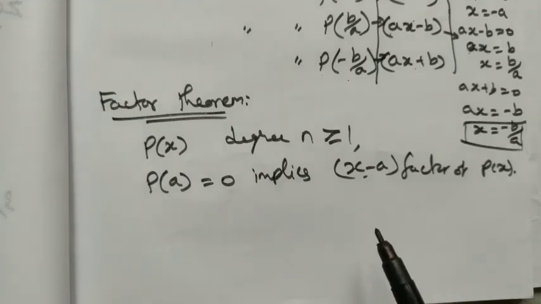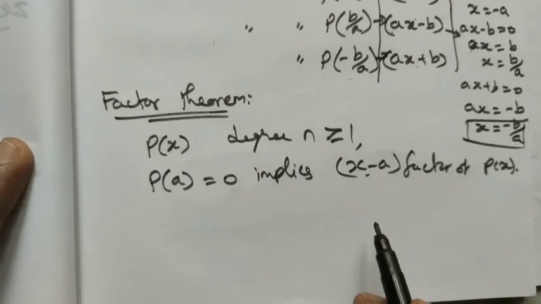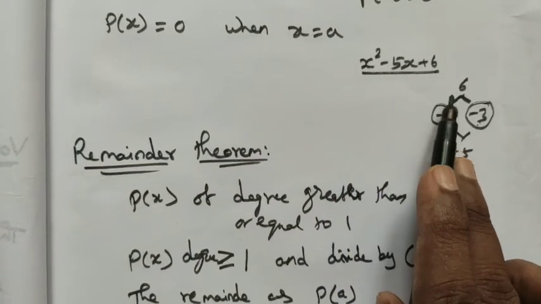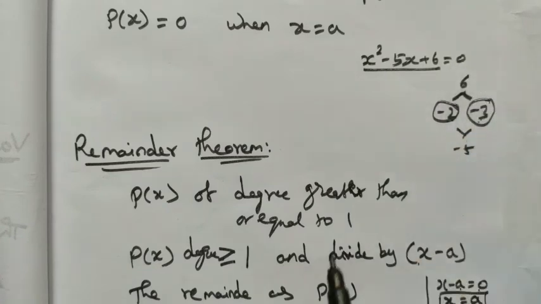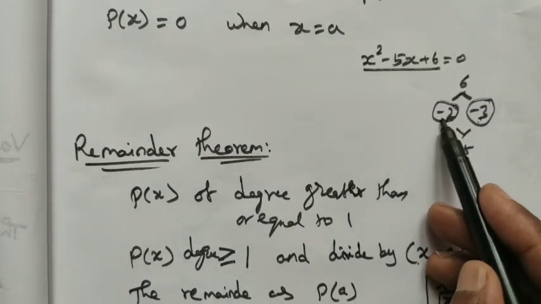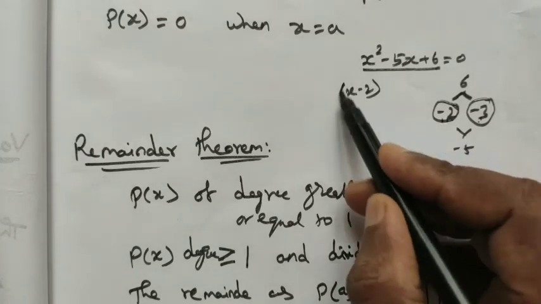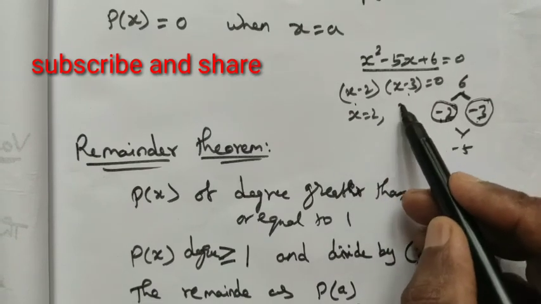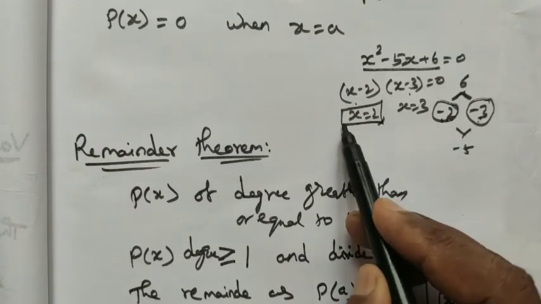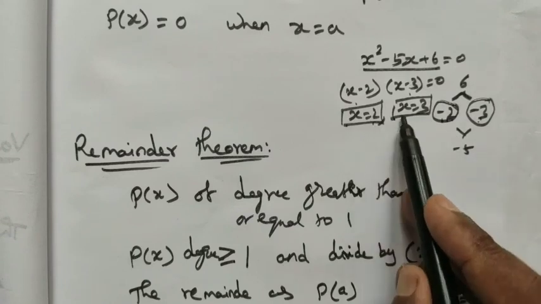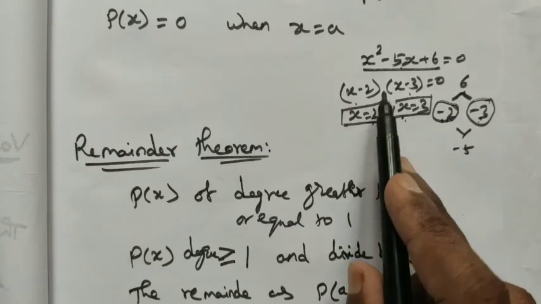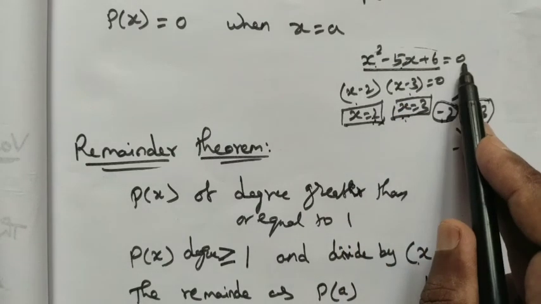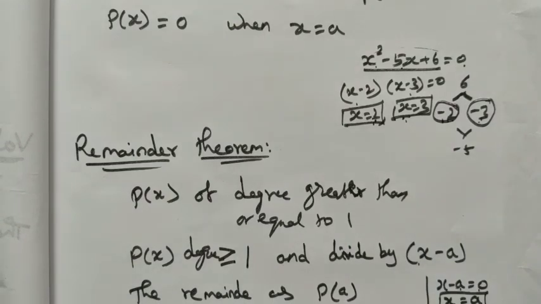Factors, I already explained to you in that example. See here x square minus 5x plus 6 is equal to 0 is the polynomial. Now the factors: x minus 2 is one of the factors, x minus 3 is another factor, equal to 0. Here we get x is equal to 2, here we get x is equal to 3. So x is equal to 2 and 3 make this polynomial equal to 0 when applied, and that is why x minus 2 and x minus 3 are called the factors of this polynomial.